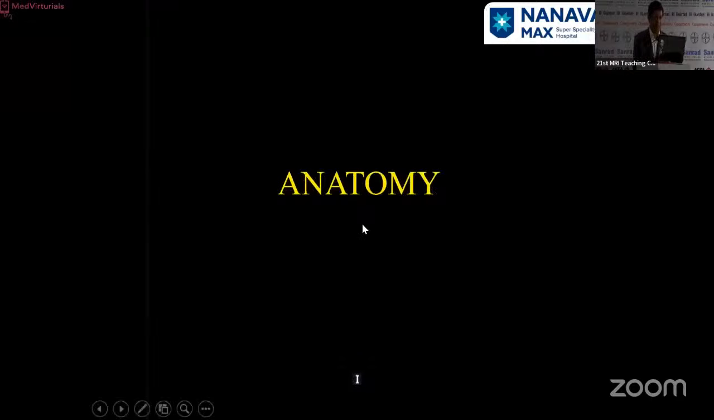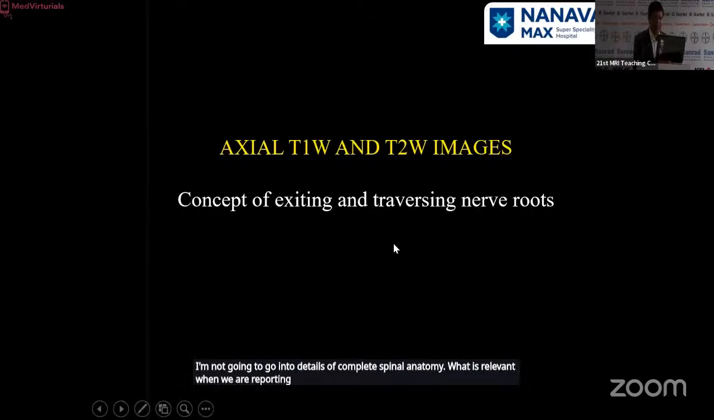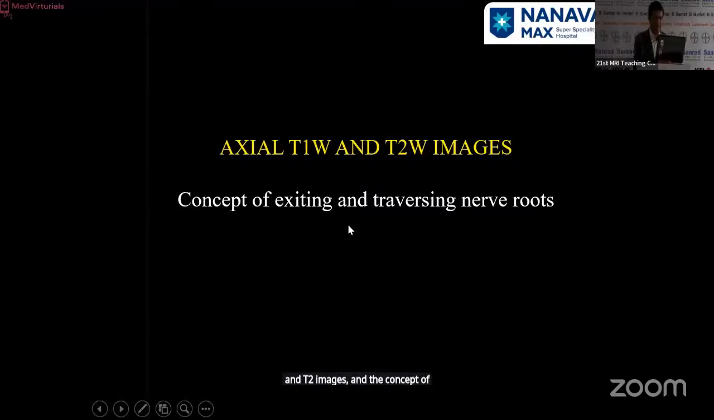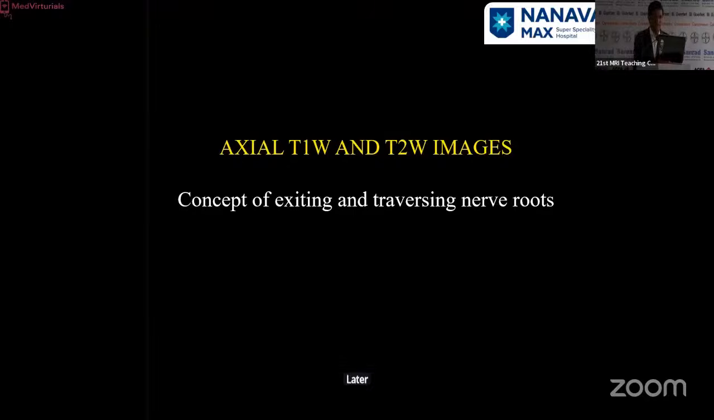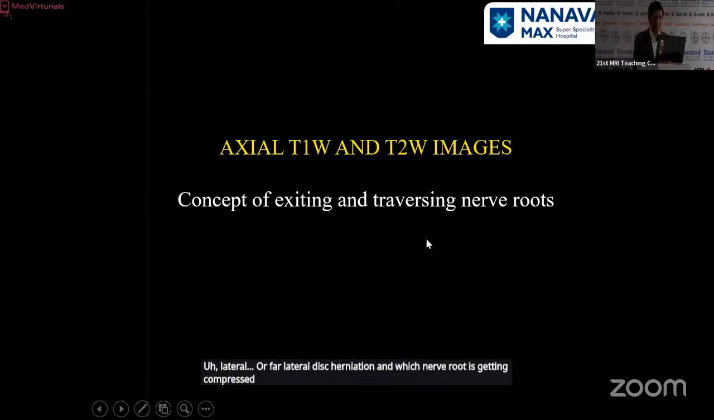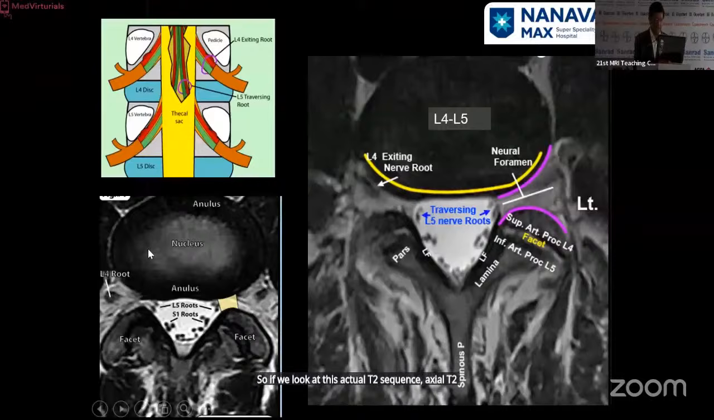I'm not going to go into details of complete spine anatomy. What is relevant when we are reporting an MRI are actual T1 and T2 images and the concept of exiting and traversing root, because that is what is relevant when you are describing a central disc herniation, paracentral disc herniation, lateral or far lateral disc herniation, and which nerve root is getting compressed or displaced in addition to the thecal sac.